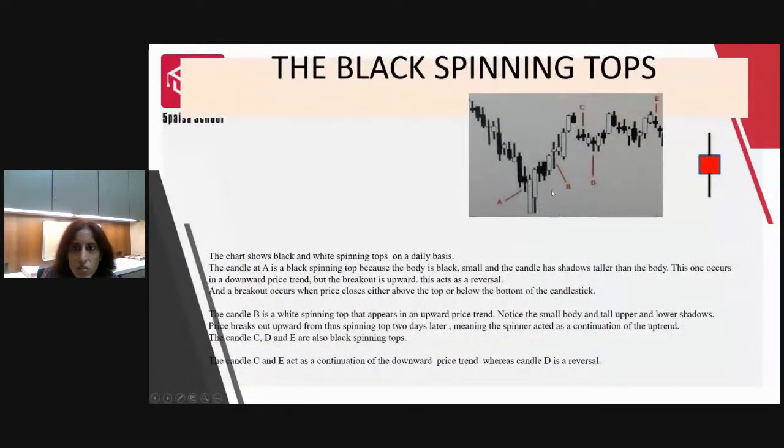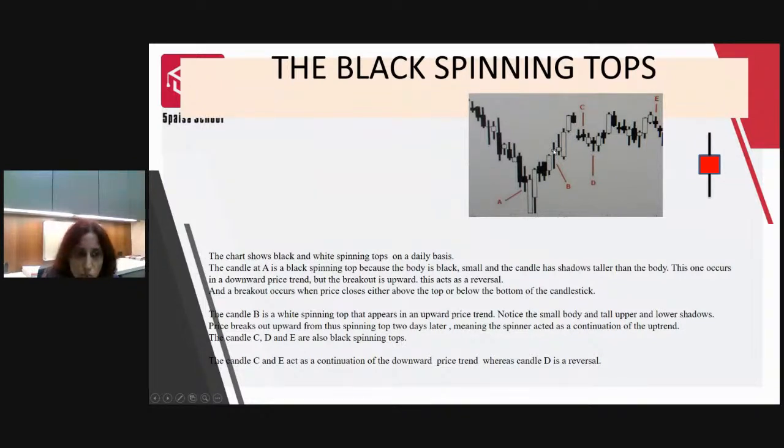Okay. Now you can also see B over here, which is reflecting a white spinning top, but this white spinning top is appearing in an upward price trend. Okay, and if you see the small body and the tall upper and lower shadows in this case, look at the tall upper and lower shadows.